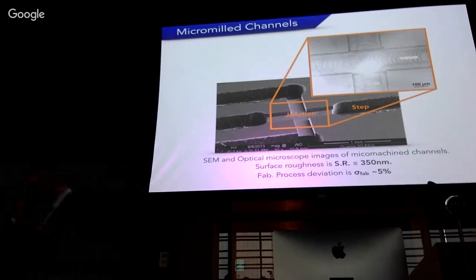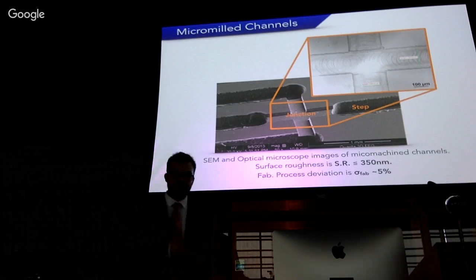So this is an SEM that shows you the micromachining. We measured the surface roughness, and it was lower than 250 nanometers. And also I measured, for all the channels that I made, some variations in the fabrication, and the standard deviation was approximately 5%. We're not worried about this surface roughness because it's lower than the fabrication variations. So it will have less impact than the fabrication variations.